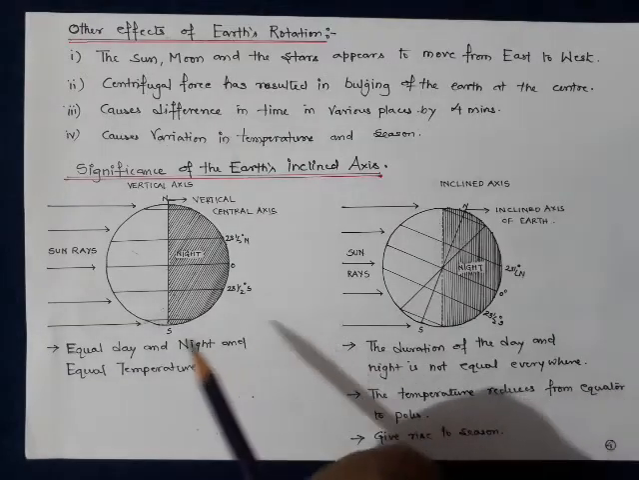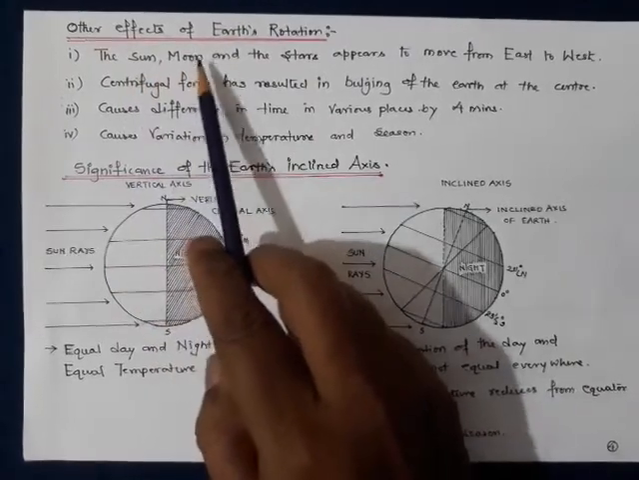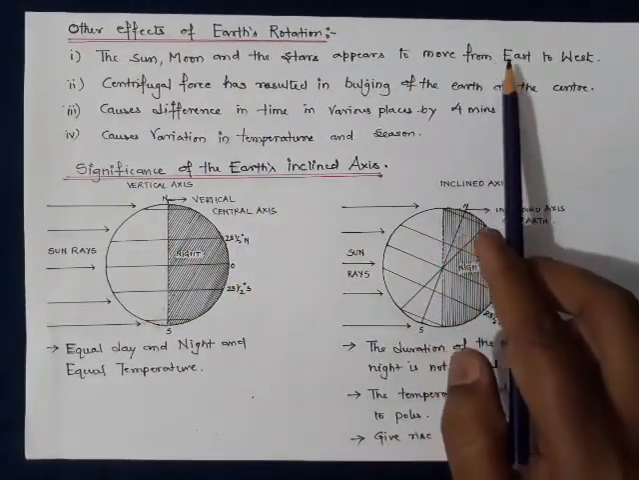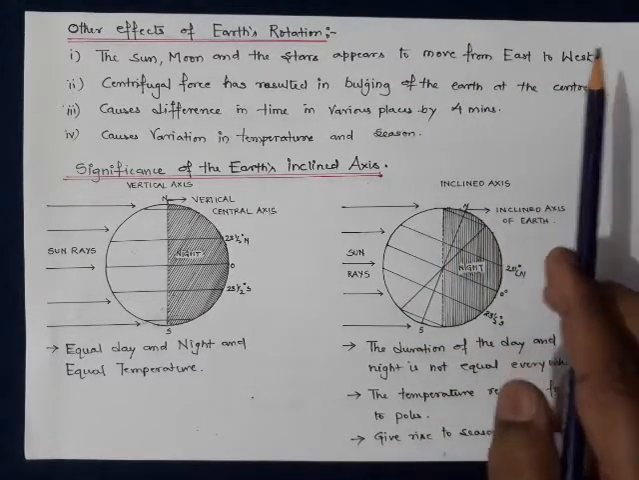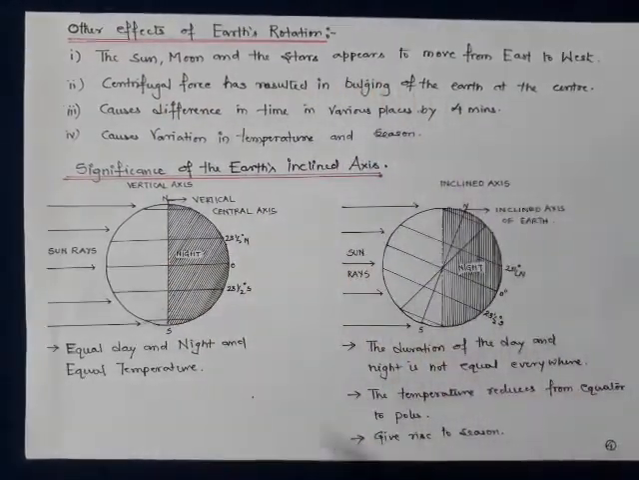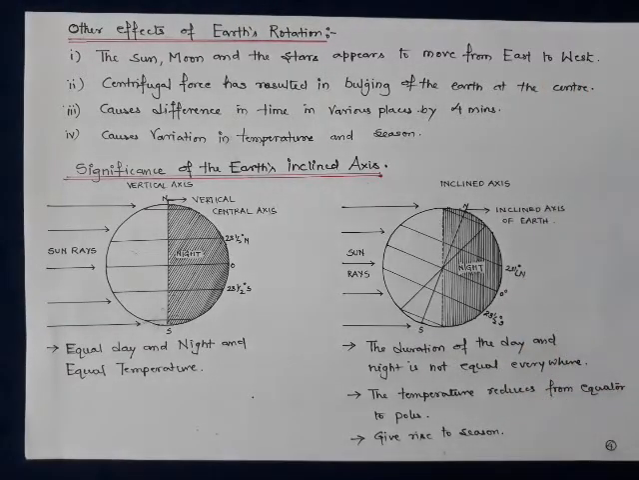There are also other effects of the Earth's rotation, like the sun, moon and the stars appear to move from east to west direction because the earth moves from west to east. Hence all these celestial bodies appear to move in the opposite direction, that is from east to west.